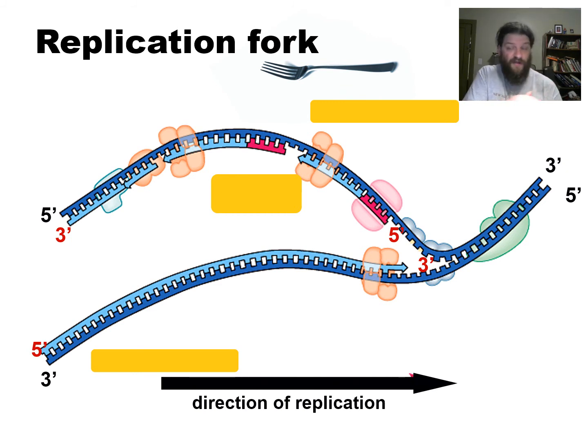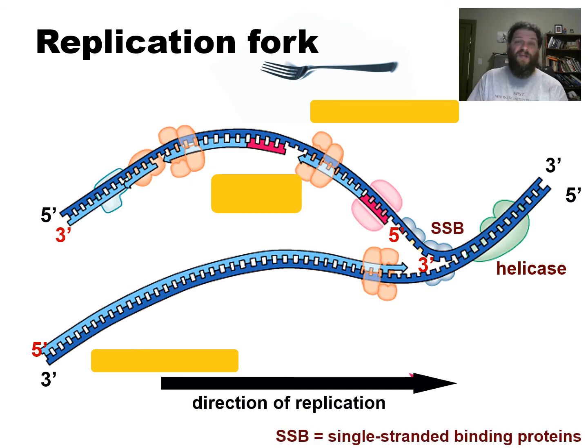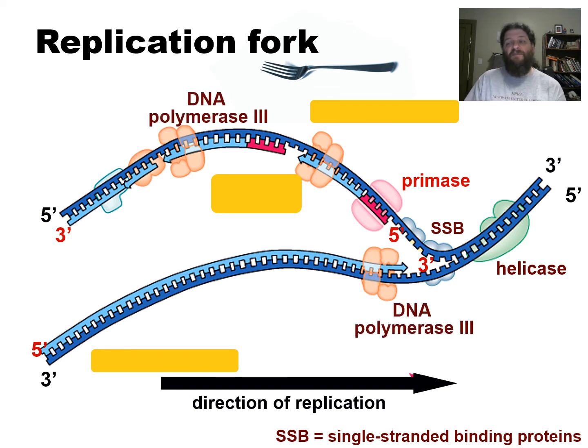Just to quickly review that replication fork, right, there is a directionality to them. There's going to be one on the other side of the bubble, but when we look at the single direction, helicase unwinds where those single-stranded binding proteins are going to kind of stabilize it so it doesn't just stick back together again before primase has a chance to add the RNA primer for those Okazaki fragments, and DNA polymerase gets its chance to add the DNA nucleotides to either the leading strand or those Okazaki fragments themselves.